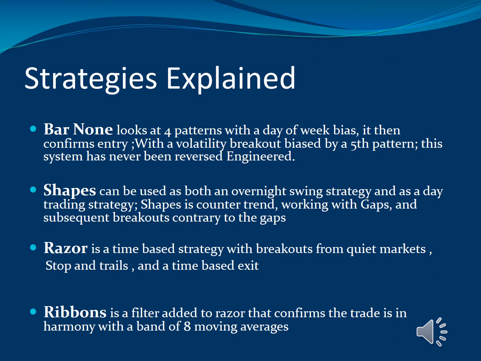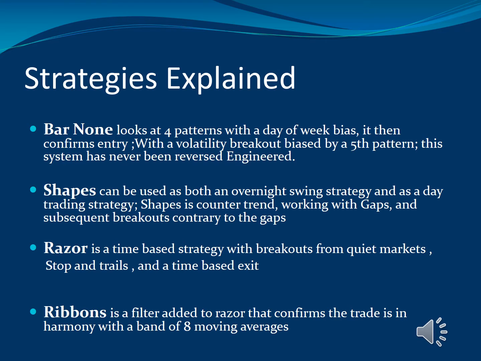Now this is just a short explanation of the strategies that I have developed. First of all, bar none looks at 4 patterns with a day-of-week bias. It then confirms entry with a volatility breakout biased by a 5th pattern. This system has never been reverse engineered. The second system I use is shapes. It can be used as both an overnight swing strategy and as a day trading strategy. Shapes is counter trend. It works with gaps and subsequent breakouts contrary to those gaps.